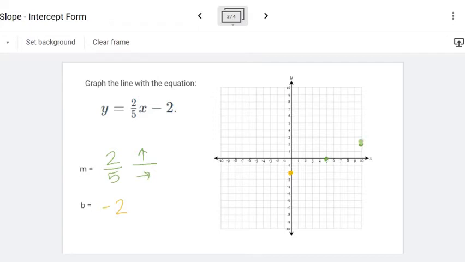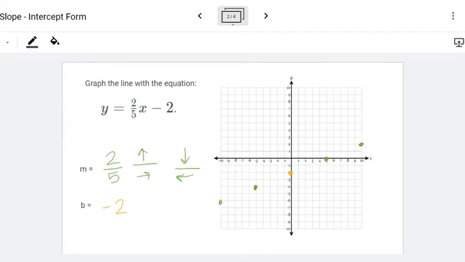Okay, I'm going to go the opposite way now. I'm going to go down 2 and to the left 5. Down 2, to the left 5. Again, down 2, left 5. Okay, and there I have my line.